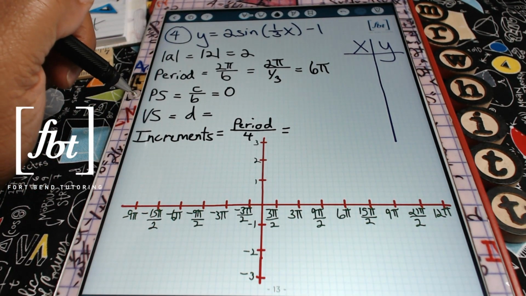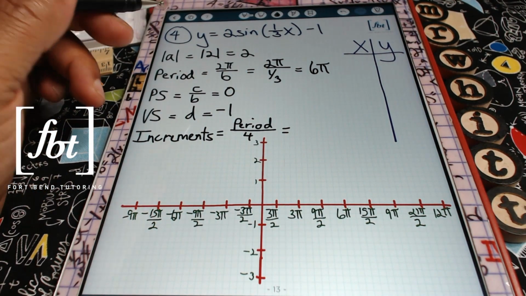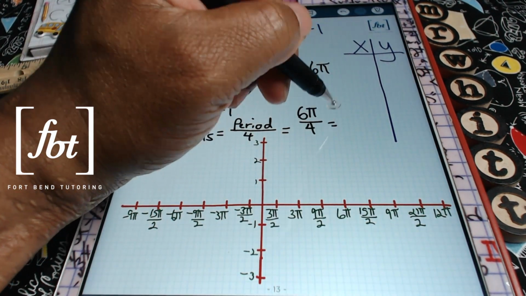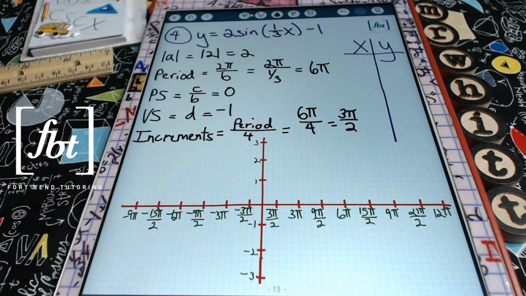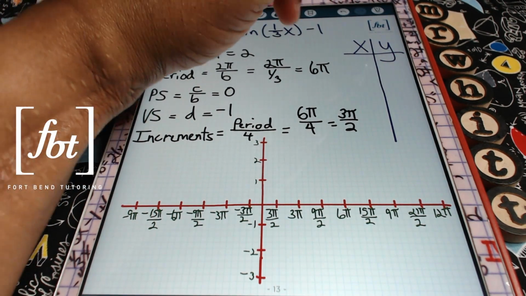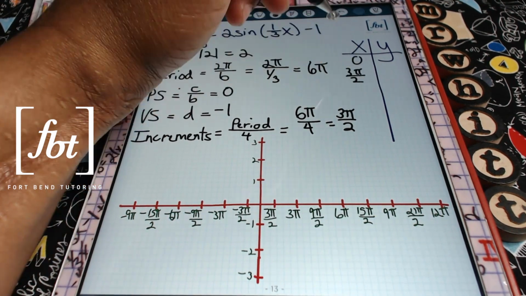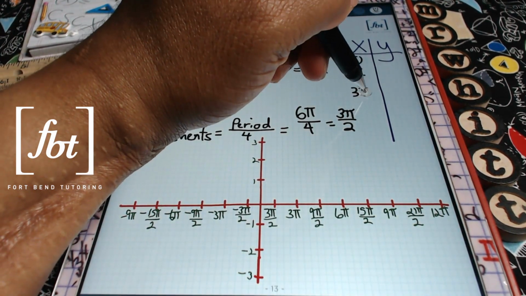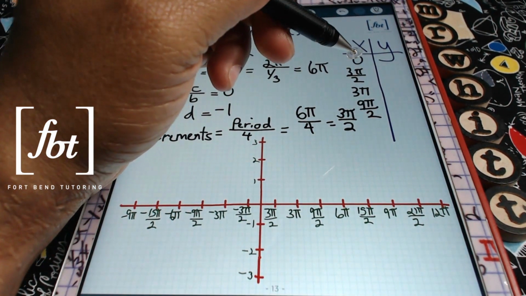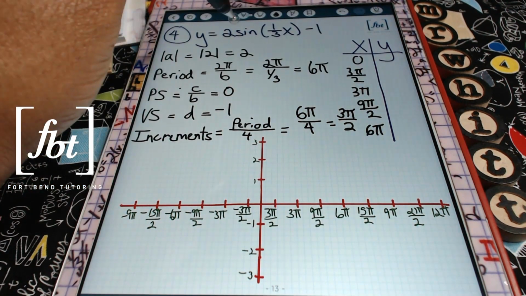However, this time we do have a vertical shift, and that is going to be -1. That's that d value. Your period divided by 4 will tell you your increments. So if I take 6 pi over 4 and simplify it, that gives me 3 pi over 2 for my increments. So our x values are going to be, remember we started at the phase shift, 0. Then we'll have 3 pi over 2. Next we'll have 3 pi, then we'll have 9 pi over 2, and then finally we'll be plugging in 6 pi. So these will be the 5 values of x that we plug into our sine function.